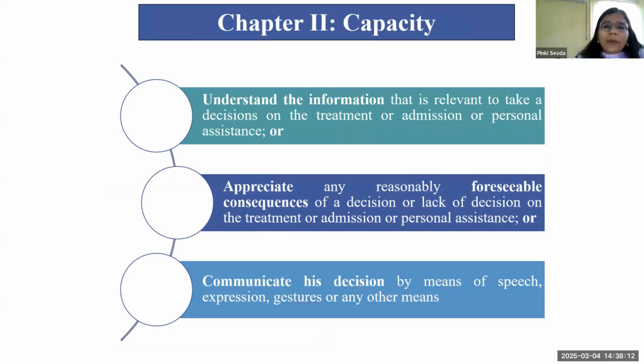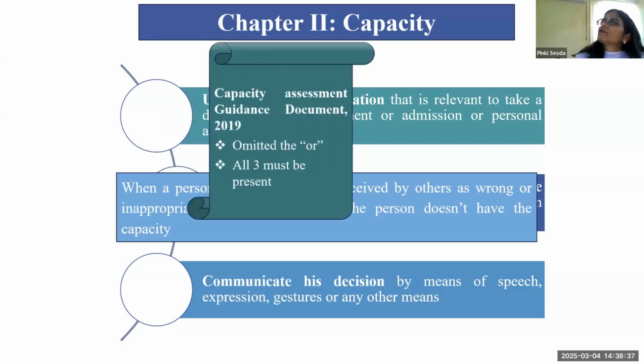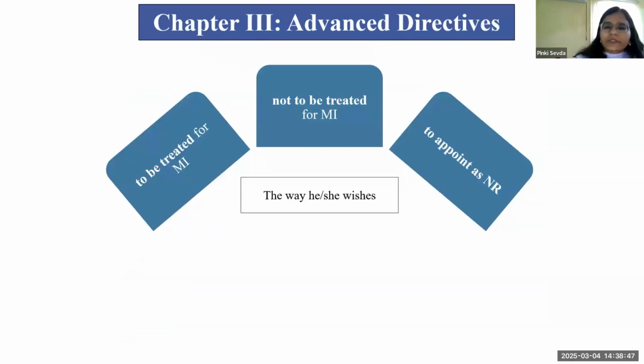It has 3 components. Earlier it was mentioned that either of the 3 can be present, but after an amendment in 2019, it came into force that all 3 must be present. So what is the first? Understand the information. Second is appreciate any reasonably foreseeable consequences of a decision, and third, communicate the decision. When a person makes a decision perceived by others as wrong or inappropriate, it shall not mean that the person doesn't have the capacity. So it was the capacity assessment guidance document that came in 2019. It omitted the "or" term between the 3 points, and all 3 must be present as per that document.